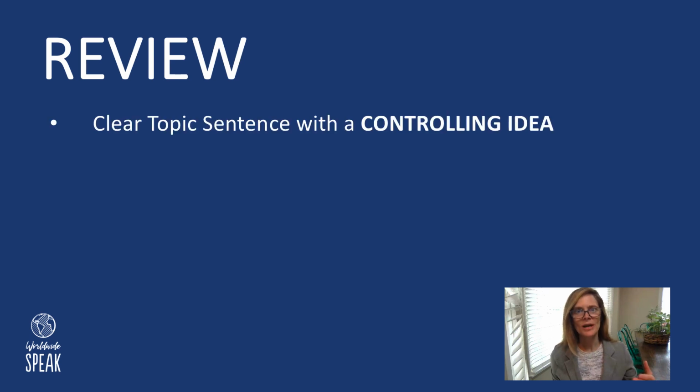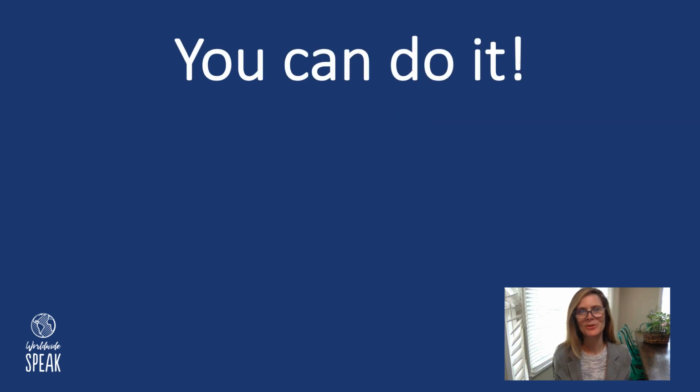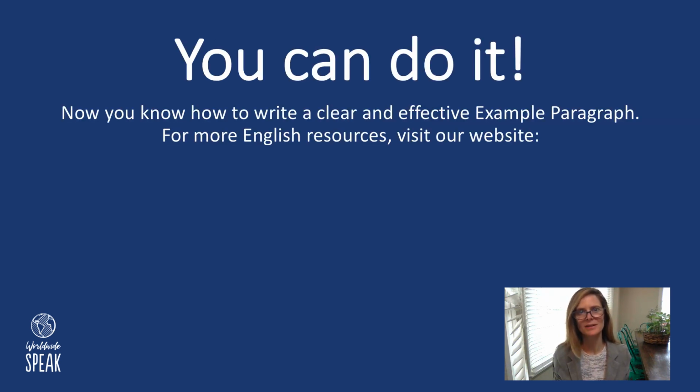Let's review. In our example paragraph, we begin with our clear topic sentence that has a controlling idea. And then we fill the paragraph with support about this controlling idea through reasons and detailed examples. And last, we wrap up our paragraph with our conclusion sentence that just restates the topic sentence. You can do this. I know it. Now you can write a clear and effective example paragraph.